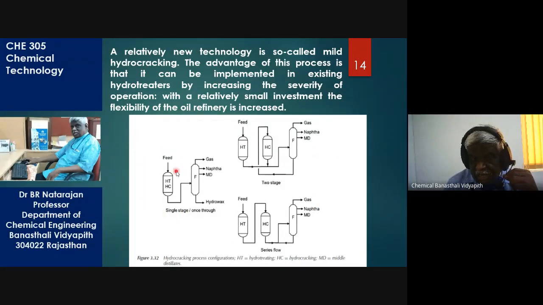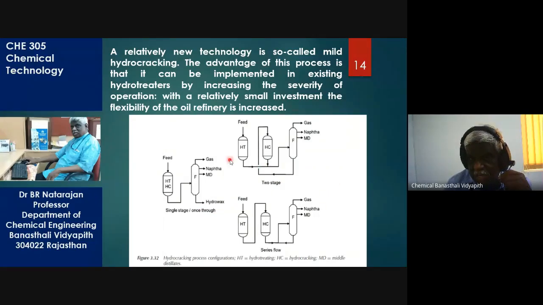Let's see the single stage, two stage, and series flow. In single stage, the feed is entering, right? Remember, HT is hydrotreating, HC is hydrocracking. So this catalyst partly does hydrotreating and partly does hydrocracking, and from there it goes to a fractionator where different fractions are removed. This is single stage or once-through.